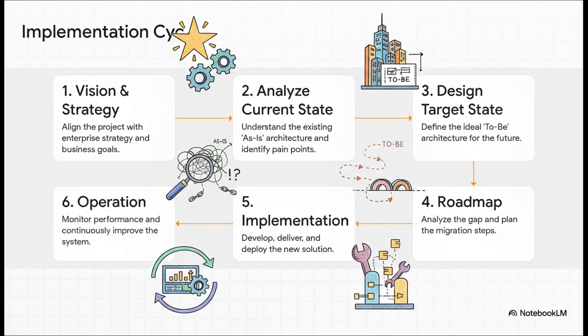Okay, so you've picked your software using TCO analysis. Now what? Well, the implementation itself follows a clear life cycle, all guided by your EA blueprint. You start by aligning with the big picture business vision. Then you analyze your current setup, that's your as-is state, and then you design your ideal future state, the to-be. After that, it's all about mapping out the steps to get from A to B, implementing the solution, and then moving into this ongoing cycle of operating and constantly improving.